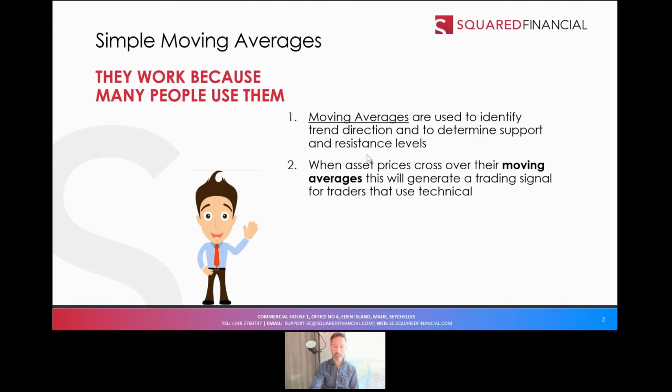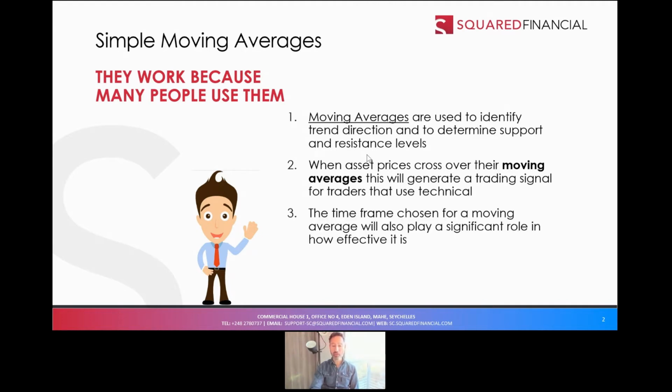Okay, so third, the time frame chosen for a moving average will also play a significant role in how effective it is. As I said before, if you're using a 15-minute chart and telling me, oh, the moving average, look, it just crossed it. Well, you've got to use a larger time frame.